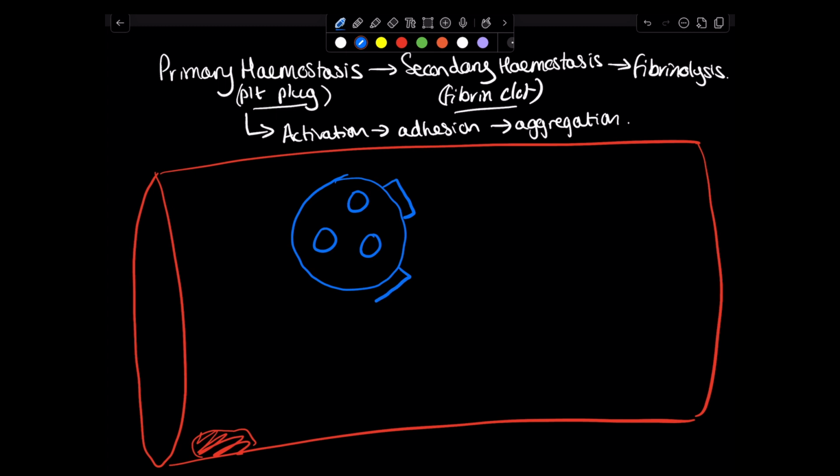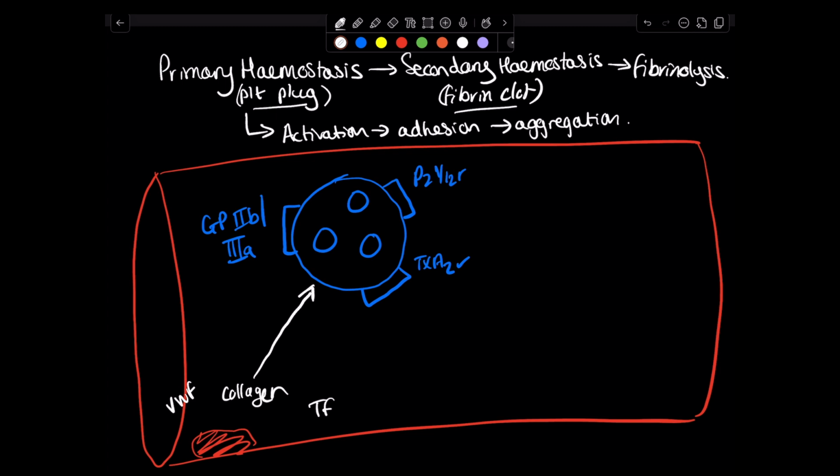They also contain three receptors, and these are the P2Y12 receptor, the thromboxane A2 receptor, and the GP2B3A receptors. When an injury occurs, there are three things that are exposed. One is von Willebrand factor, the other is collagen, and finally tissue factor. Collagen is what causes the platelet to become activated, and then that platelet will adhere to the von Willebrand factor, which is attached to the vessel wall, and this is known as platelet activation and platelet adhesion.